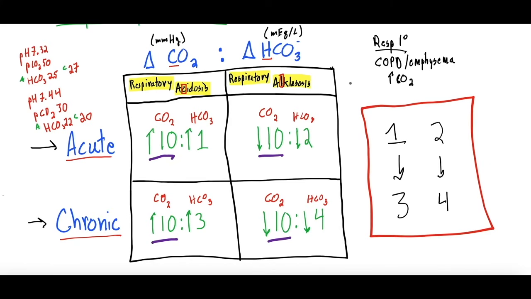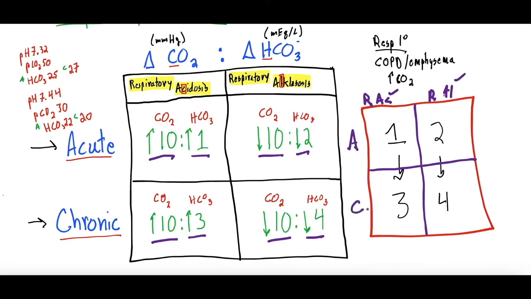And then what the bicarb does is either increase by 1, increase by 3, or decrease by 2, decrease by 4. So what you have is something easier to remember: 1, 3, 2, 4, or 1, 2, 3, 4, whichever way you want to remember it, as long as you remember the parts of the chart. This is respiratory acidosis versus respiratory alkalosis. We remember it because C comes before L in the alphabet. And then acute versus chronic. We remember it because acute is before chronic. And that's 1, 2, 3, 4, or 1, 3, 2, 4, whichever way you want to memorize it.